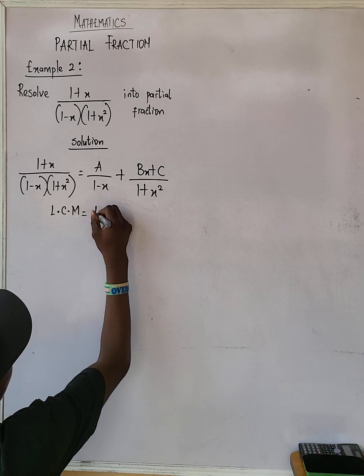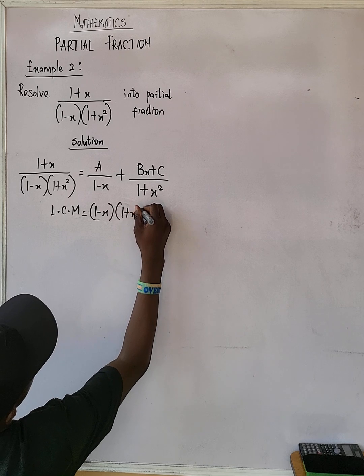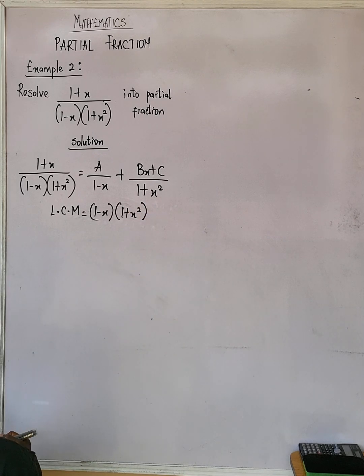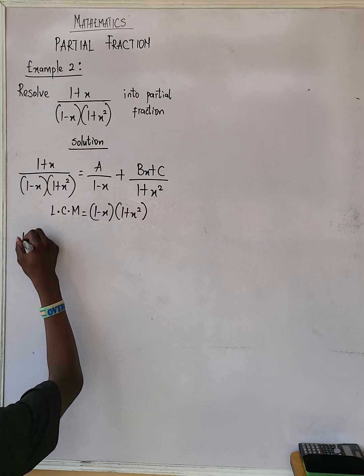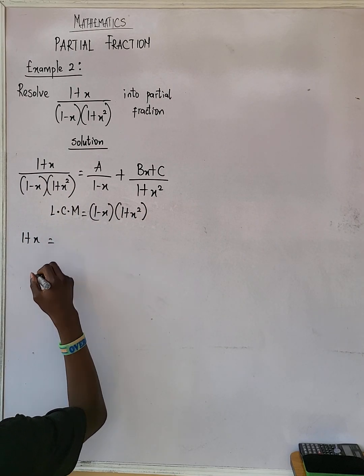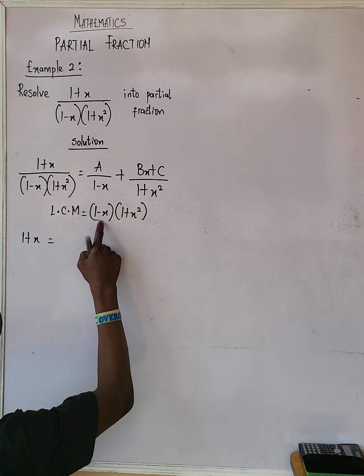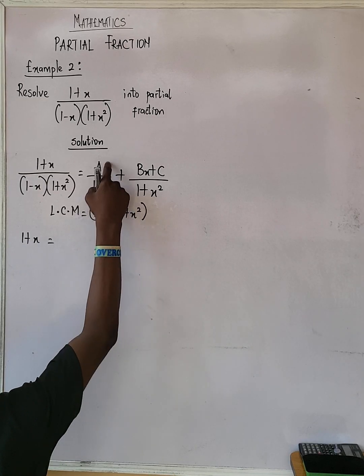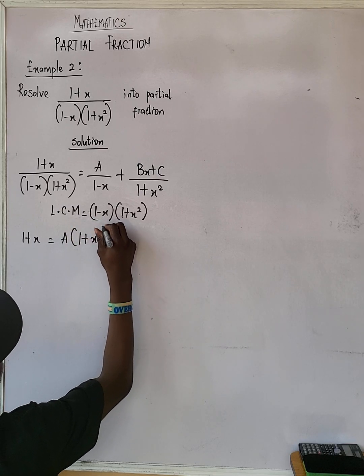Our LCM is 1 minus x and what? 1 plus x squared. So in this LCM, 1 multiplied by 1 plus x will give us 1 plus x. Equals to this in this LCM. 1 minus x in this LCM will cancel this. It remains 1 plus x squared, multiplied by a. That will be a into bracket 1 plus x squared.